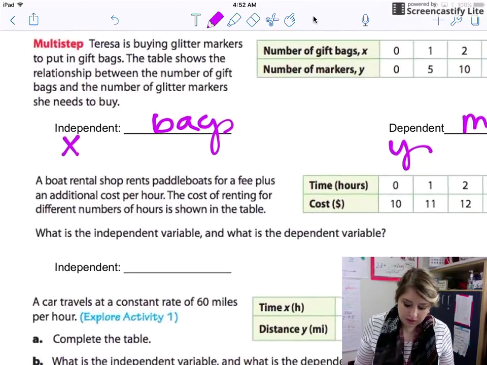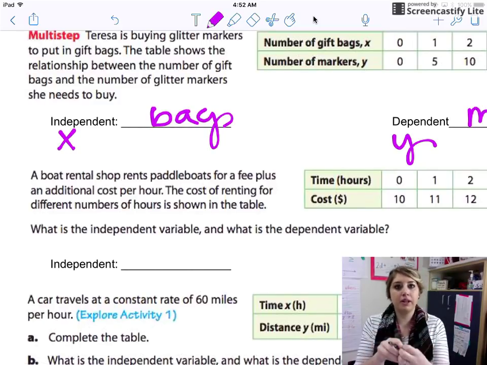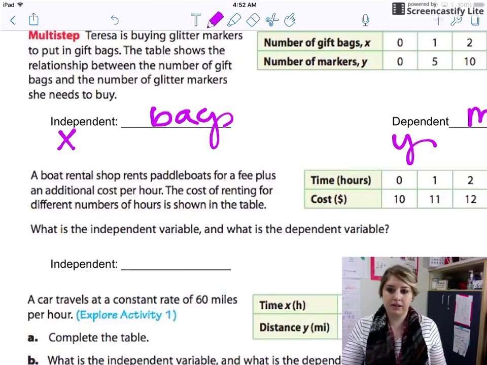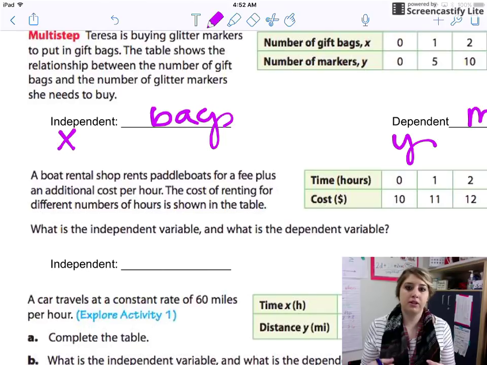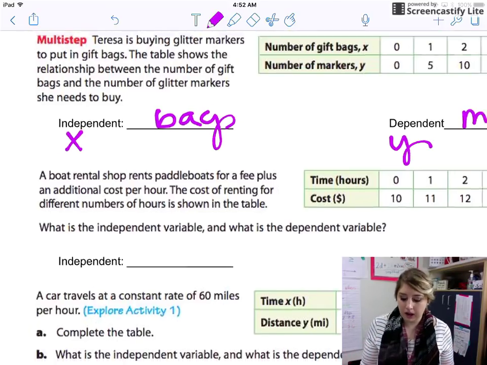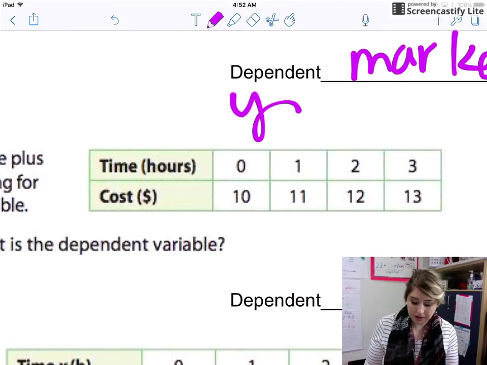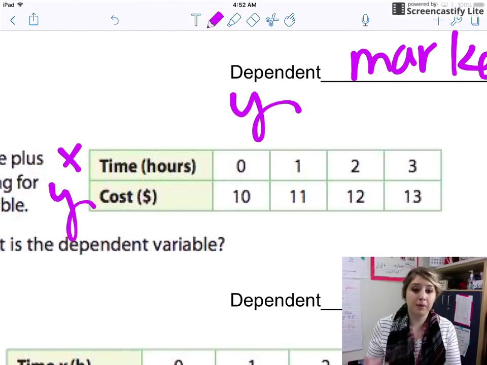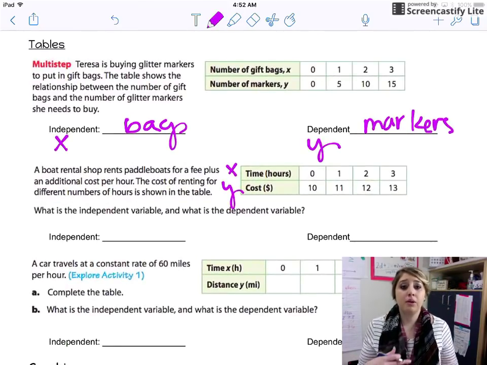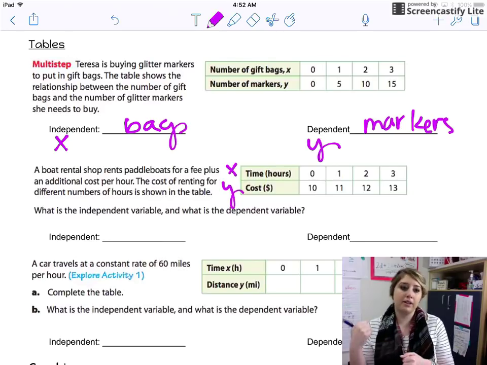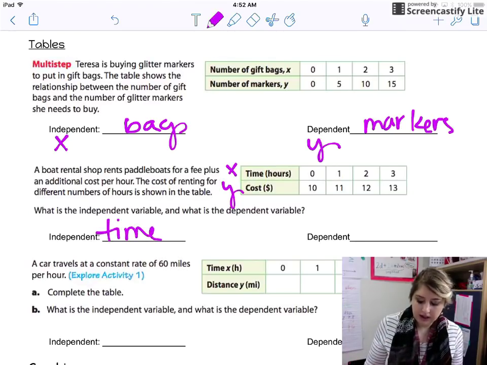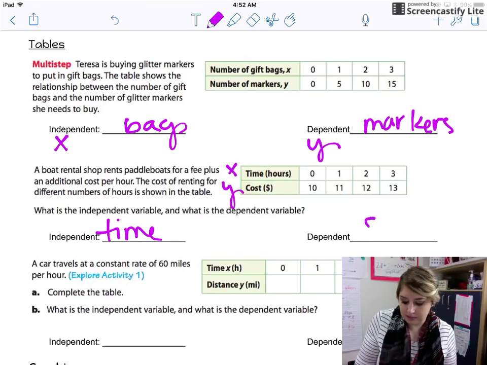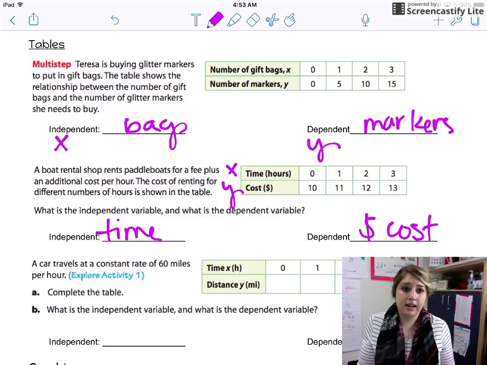Okay? So I want you to pause the video and read this next question and see if you can figure out what's the independent and what's the dependent. Pause the video. Okay, in this one, it didn't tell us whether the time or the cost was x or y, but because the time is on top, usually that's our x, the bottom one is y. Okay, so our x is always our independent, our y is always our dependent. So x is going to be our time, and y, our dependent, is going to be the cost that it takes. And that makes sense, right?